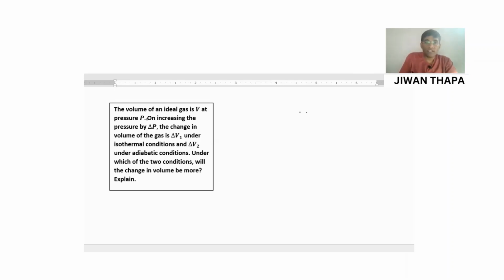So we have an ideal gas having volume V at pressure P. On increasing the pressure by delta P, the change in volume of the gas is delta V1 under isothermal conditions. So first we consider isothermal conditions. We know for isothermal condition, temperature is constant.